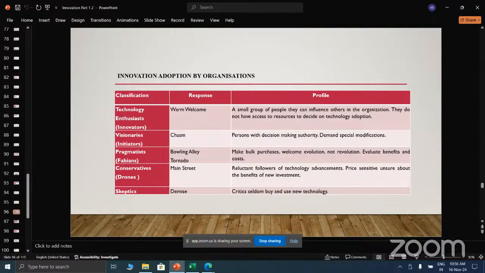Now let's look at innovation adoptions, different innovation adoptions by organizations, and these can be classified as technological enthusiasts, that is under innovators, then the visionaries, that is the initiators, the pragmatists, that is the Fabians, the conservatives, that is the drones, and the skeptics. Different authors have given different profiles of them. On the technological enthusiasts, the response is called a warm welcome. Then the initiator is called chasm. Pragmatist is bowling alley, tornado. The main street for drones, the demise for the skeptics.